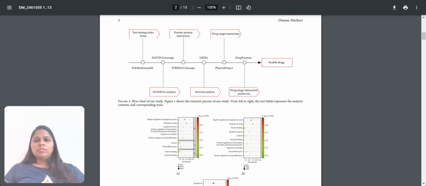Further, GEPIA was used to establish six genes. Statistical difference in survival analysis was done by using GEPIA, and further 16 targeted drugs were identified by using PharmMapper. Now, what is DeepPurpose? DeepPurpose was used for drug target interaction prediction, and lastly 11 drugs were screened out.